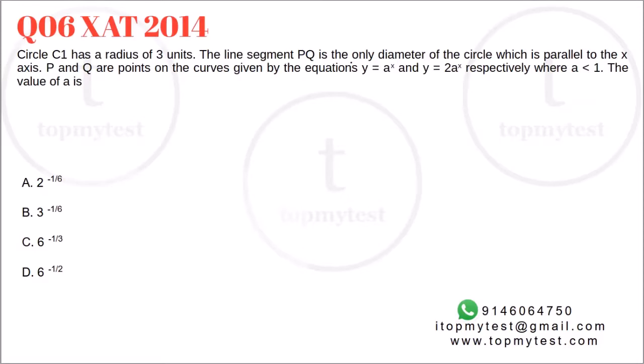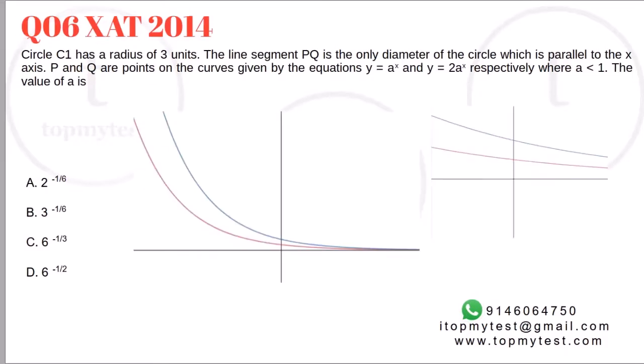Line segment PQ is the only diameter of the circle which is parallel to the x-axis, and P and Q are points on the curves given by y equals a^x and y equals 2a^x respectively, where a is less than 1. What is the value of a? Let me draw this graph.